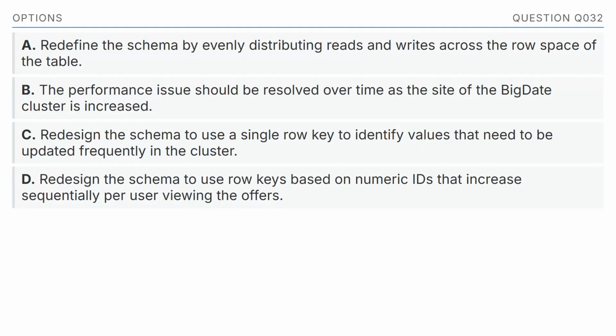The options are: Option A, redefine the schema by evenly distributing reads and writes across the row space of the table. Option B, the performance issue should be resolved over time as the size of the big data cluster is increased. Option C, redesign the schema to use a single row key to identify values that need to be updated frequently in the cluster. Option D, redesign the schema to use row keys based on numeric IDs that increase sequentially per user viewing the offers.